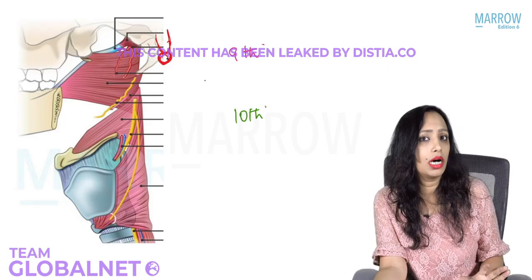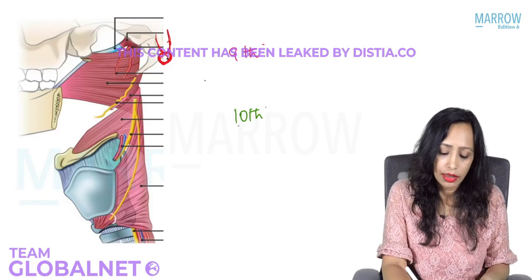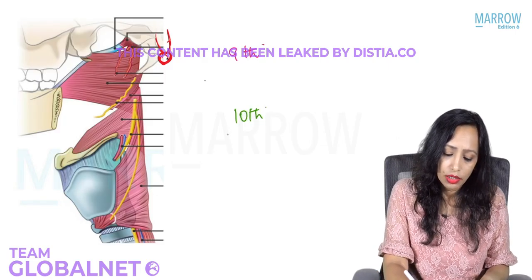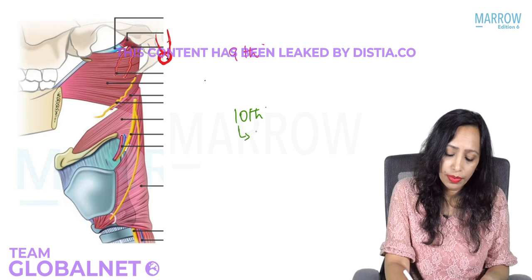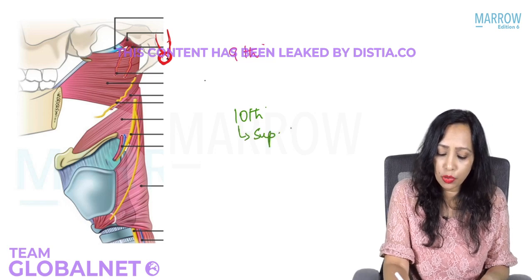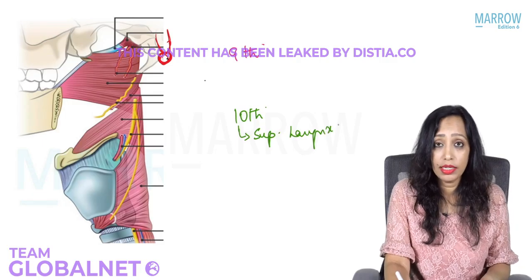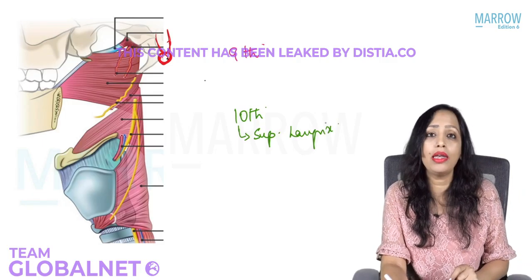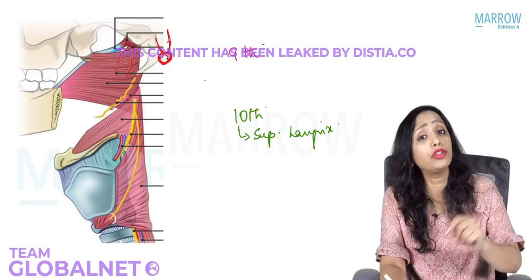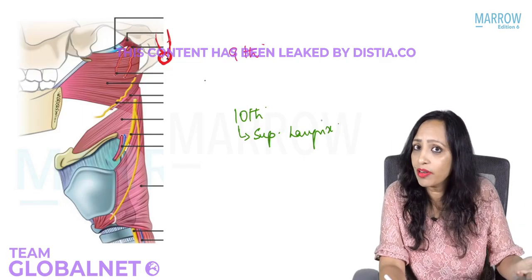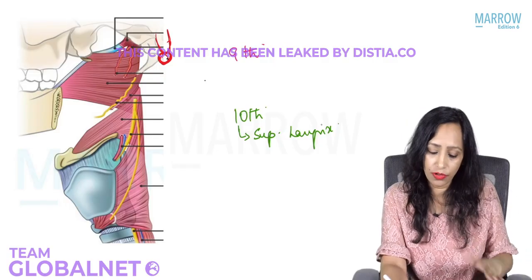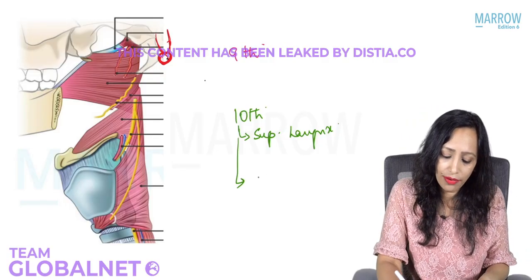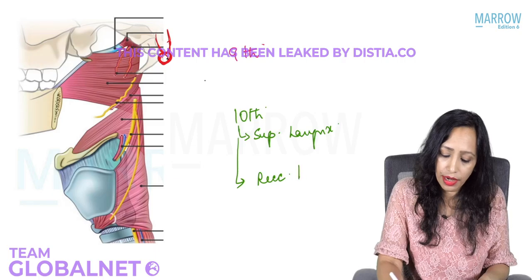Now the 10th nerve again divides into two. Yes, the 10th nerve has a superior branch, that is the superior laryngeal. 10th nerve is the vagus, that is the main nerve of the larynx. So the branches are named according to the larynx: superior laryngeal, and that supplies the superior part of the larynx, and the recurrent laryngeal that supplies the inferior part. Okay, so superior laryngeal and we have the recurrent laryngeal.